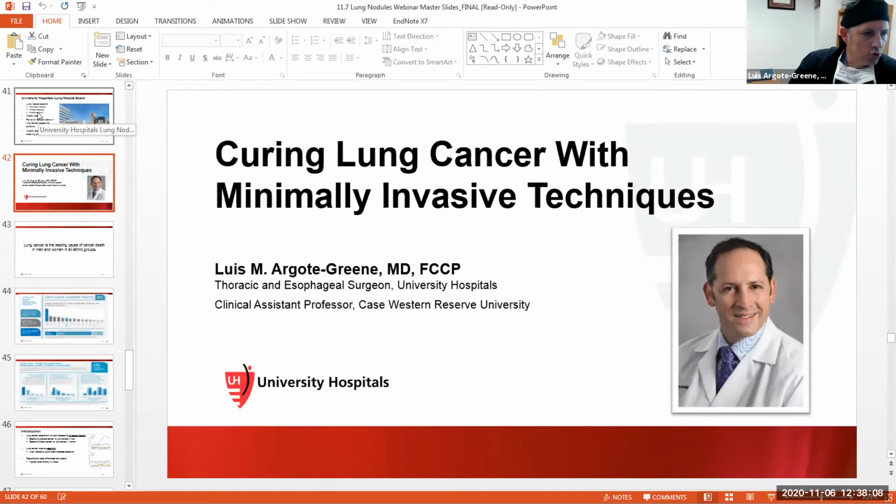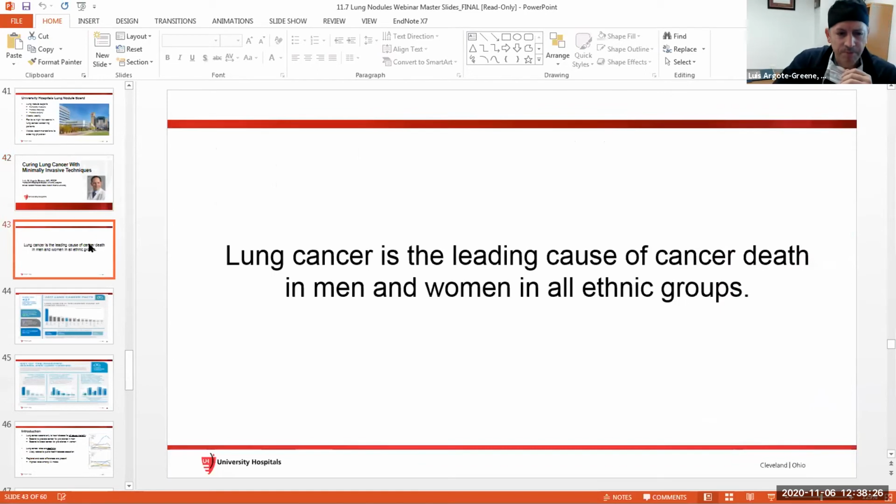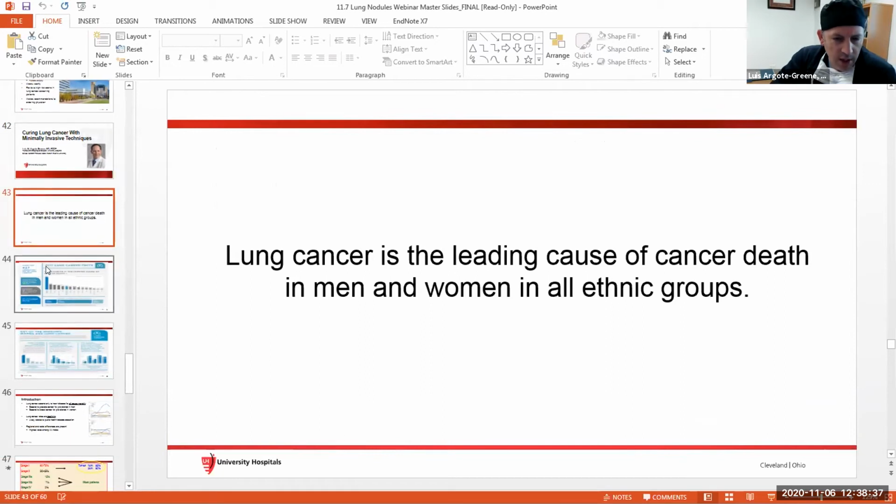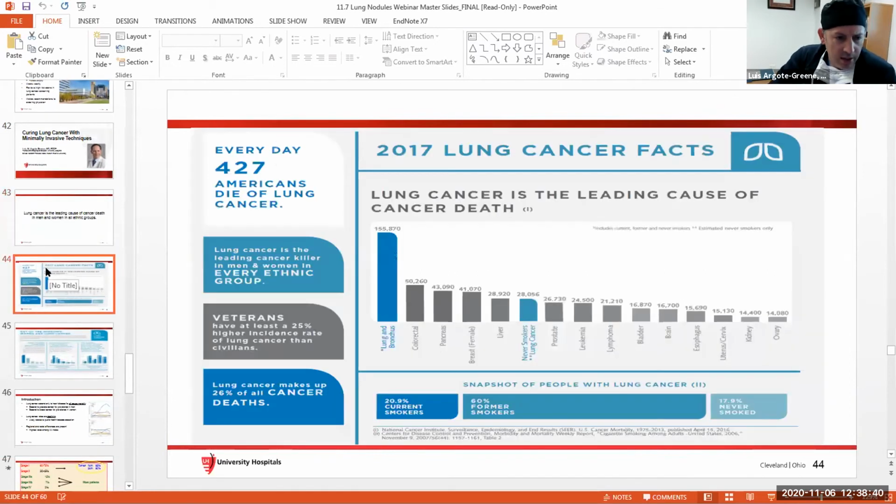So it's important to talk about the minimally invasive surgical techniques. Before, a lot of patients would get very concerned about having surgery, and they think about these huge incisions they used to have in the past. And so nowadays, lung cancer has shown to be the leading major cause of cancer death in men and women in all ethnic groups. And that has really had an impact on how we deal with it.